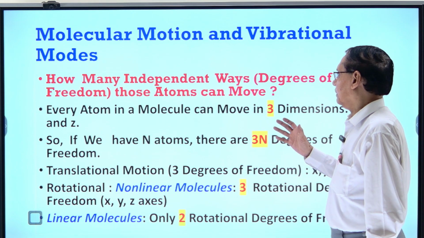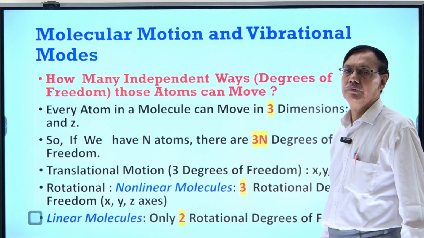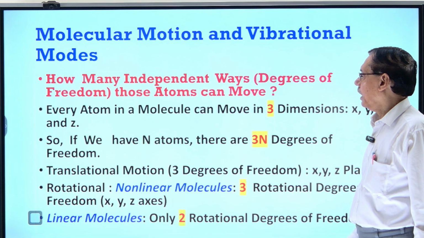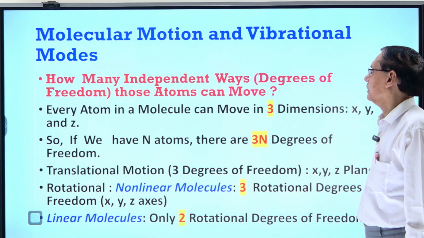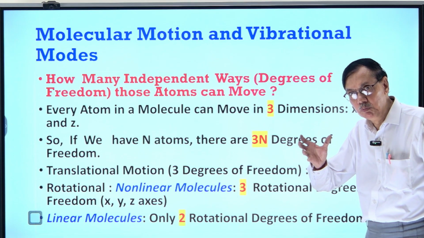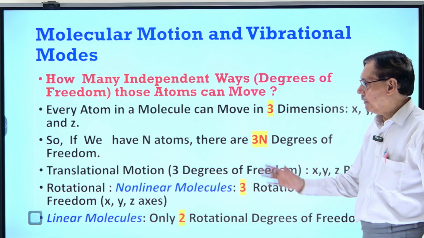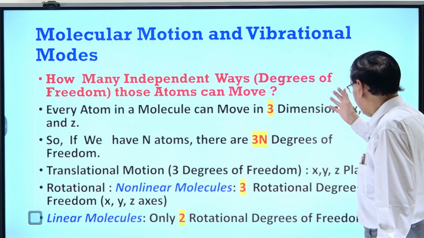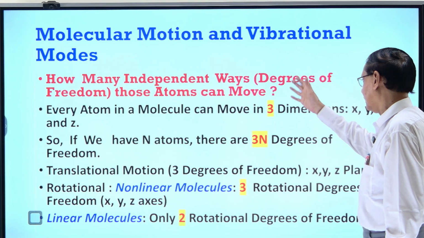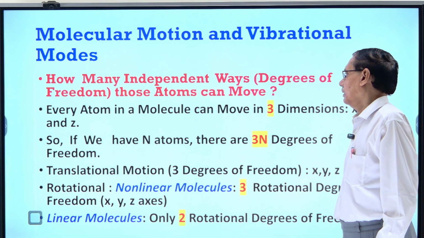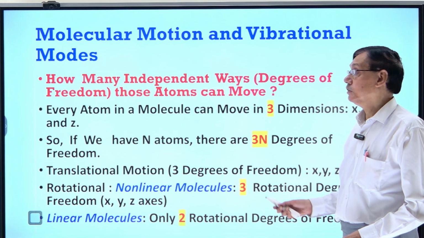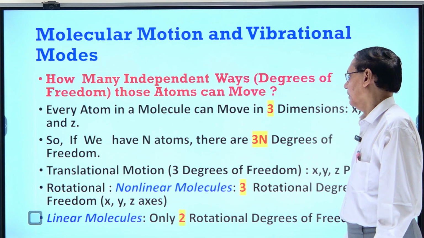Now, you know that there is a term called degrees of freedom: how many independent ways those atoms can move. And I am talking about 3 dimensions, x, y and z. And if we have n atoms, there are 3 degrees of freedom for each, so I have written here 3n.